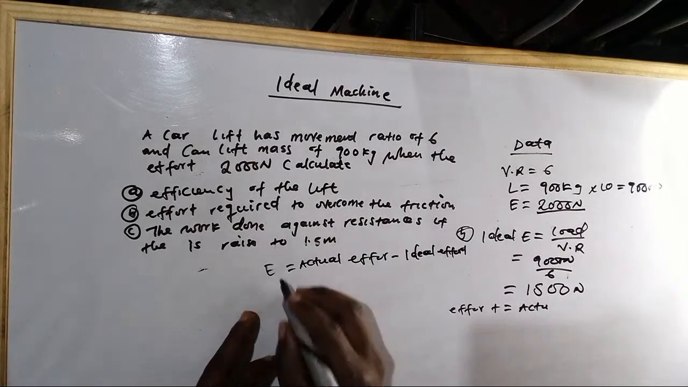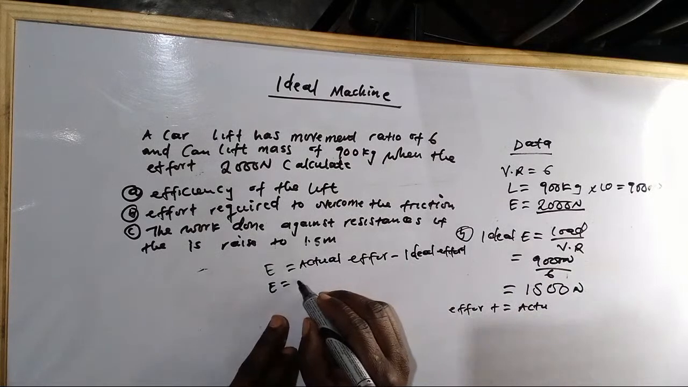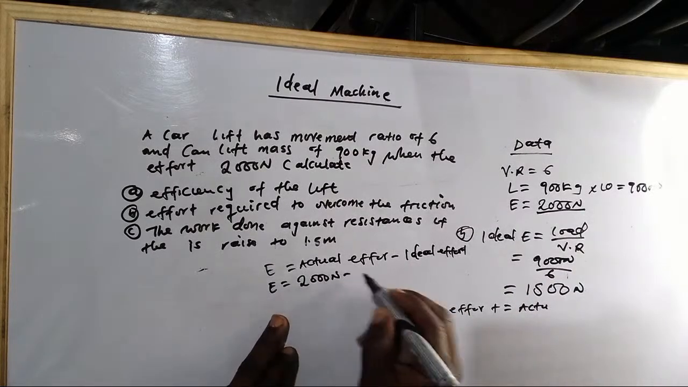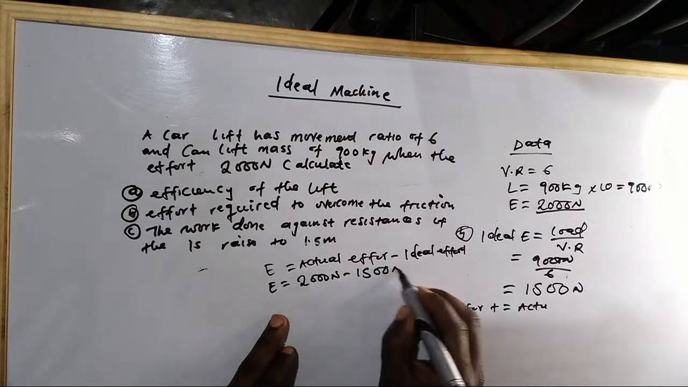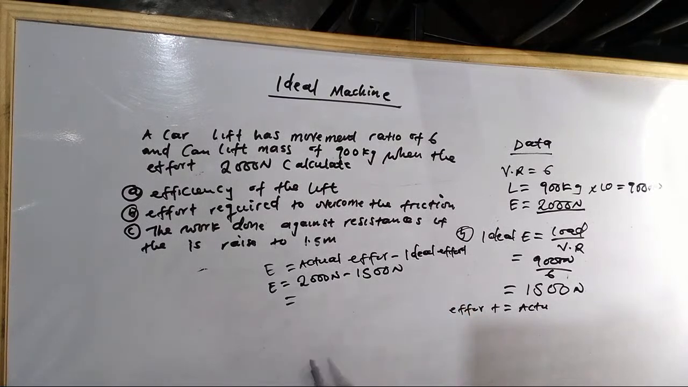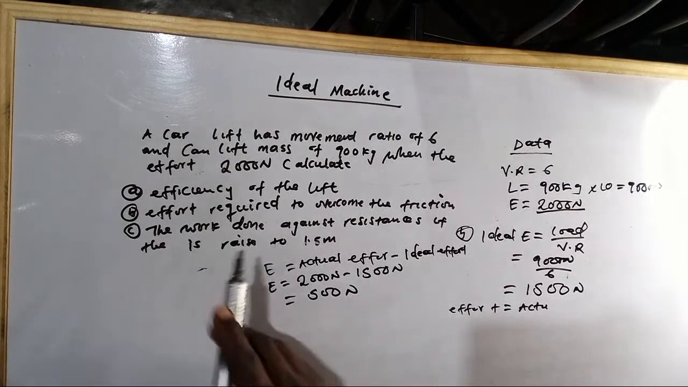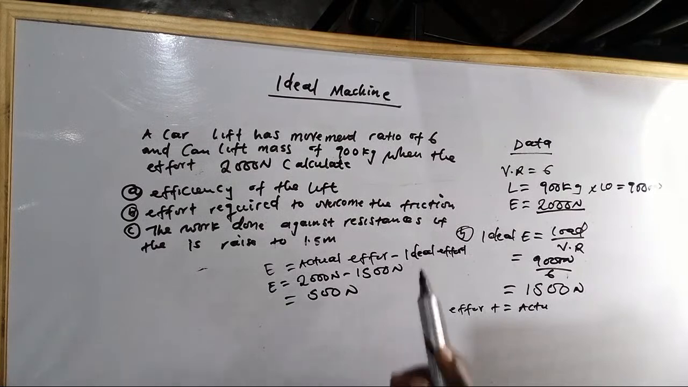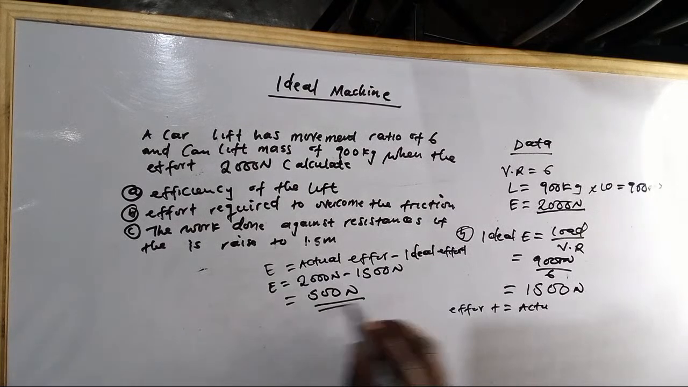So it will be equal to: we have 2,000 Newton as the actual effort, minus 1,500 Newton. When you subtract, you are going to have 500 Newton. This is the effort required to overcome the friction.